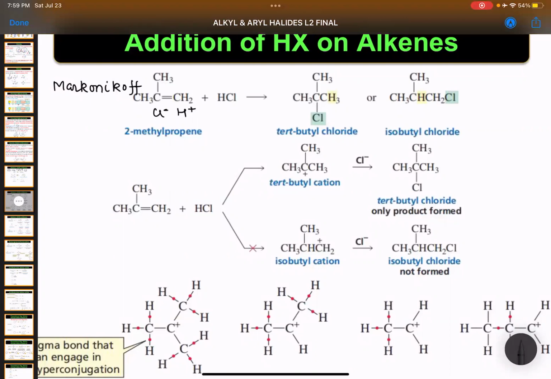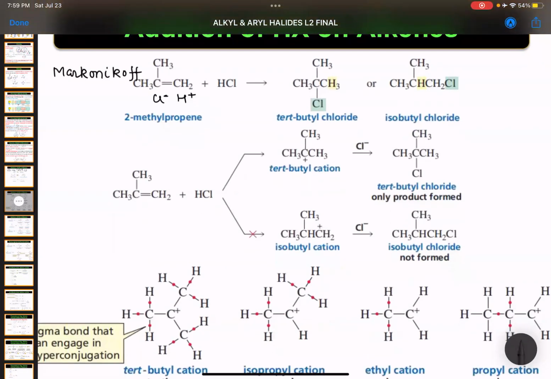Markovnikov rule is just the external way of saying it for us. It is for us that we can put H on the carbon bearing more hydrogens and Cl on the carbon bearing fewer hydrogens, right? But internally, how it is happening, why it is happening, what is the internal reason, that you need to tell me.